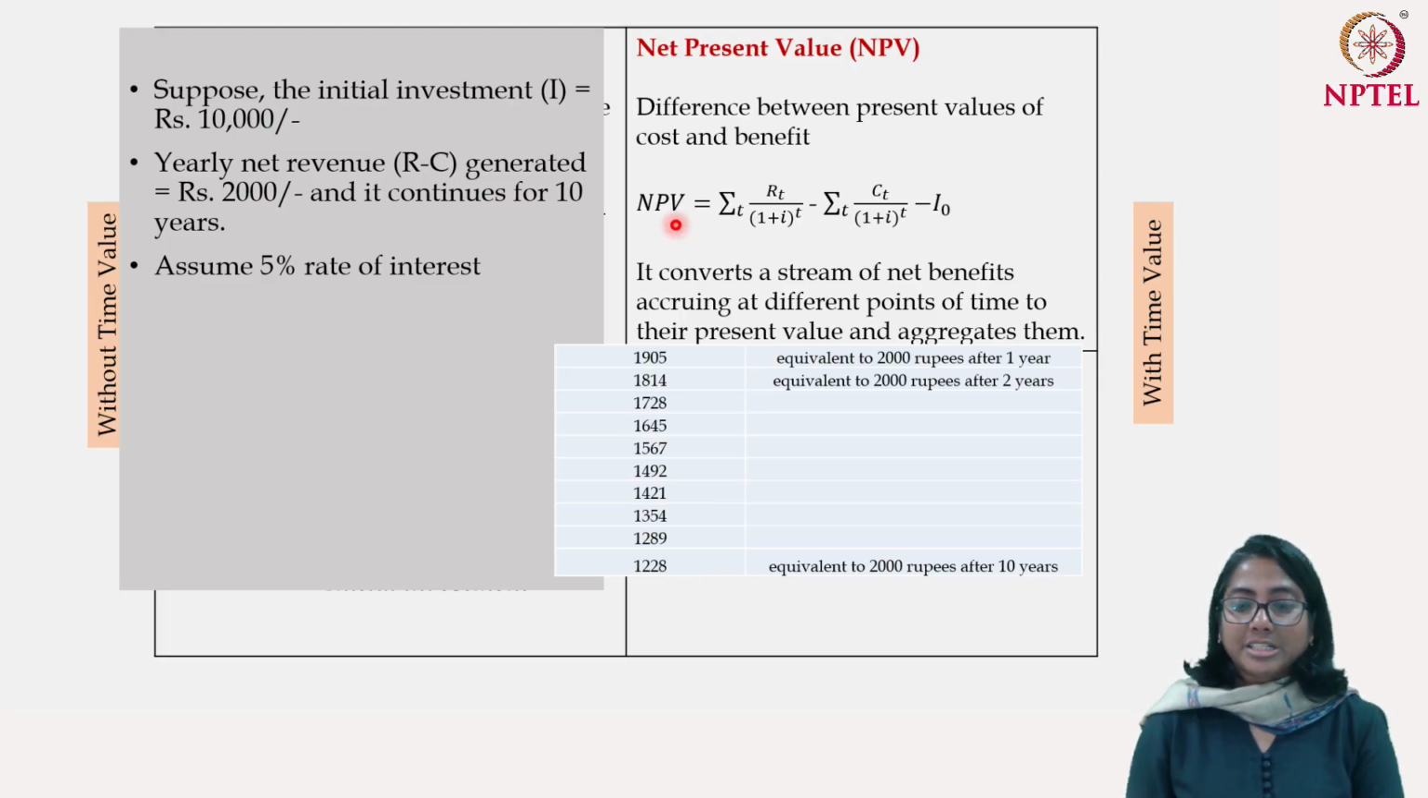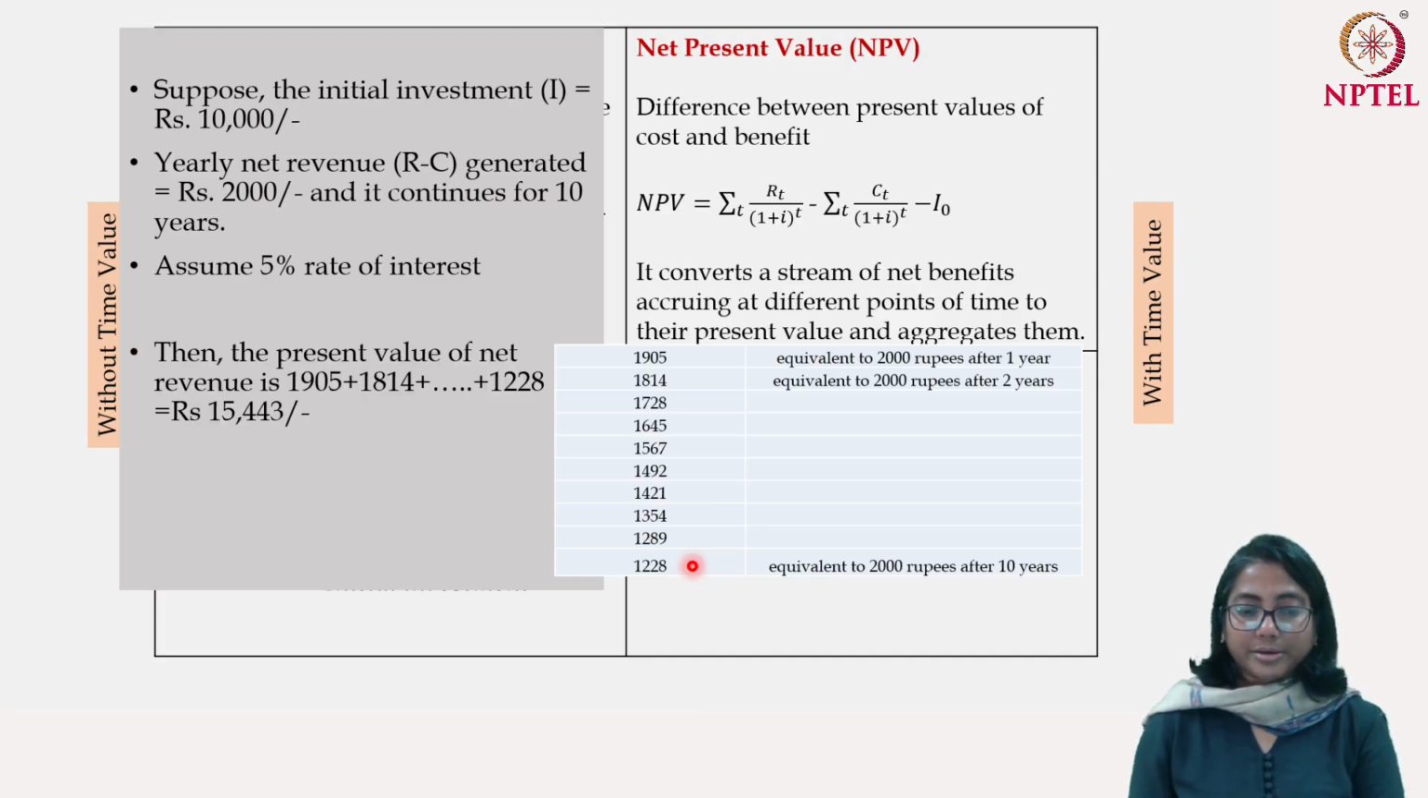And then for the net present value, I have to add all these present values together. So if I add 1905, 1824, plus 1728, plus 1228, the value that I get, 15,443, is actually the present value of the net revenue derived from the project. If you add up all these present values, what you get is the gross present value, which is 15,443.